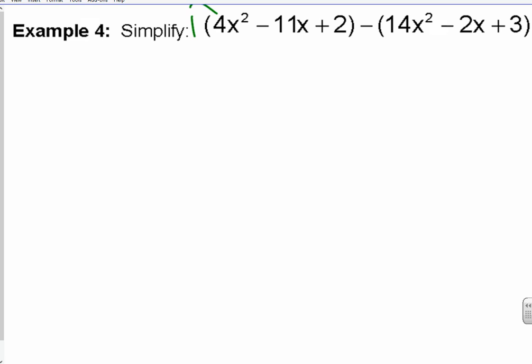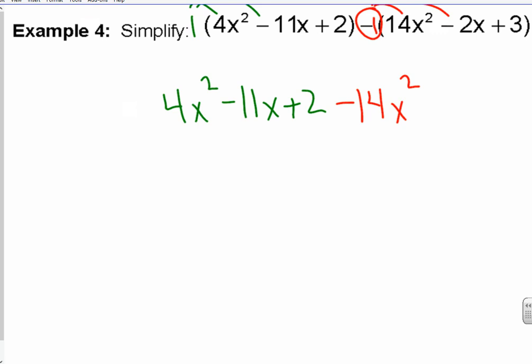So I distribute the 1. The parentheses go away. I distribute the -1. And I get the same thing, but with all of the signs opposite.